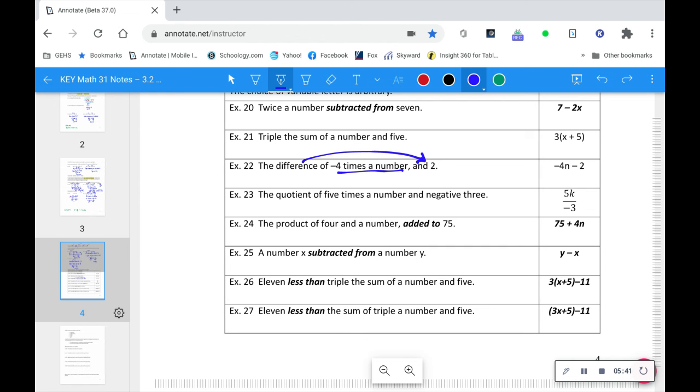Okay, the quotient means division. I'm looking for the word and later. Sure enough, it's way down there. So this stuff here is supposed to go on top of the fraction bar, 5 times the number, and negative 3 is supposed to go underneath.